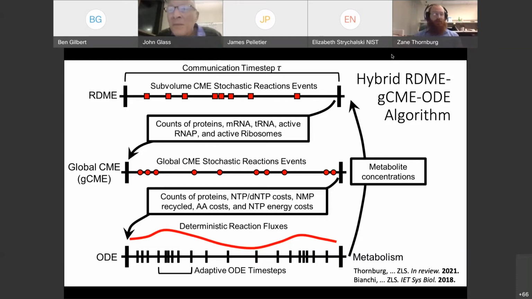of simulation, halt that one, and then communicate costs of proteins, nucleotide costs, and then protein counts to the metabolism, and simulate 1 second of the metabolism using ODEs, and then you have determined reaction fluxes. And then the resulting metabolite concentrations are communicated back to our stochastic reactions to influence the reaction rates.